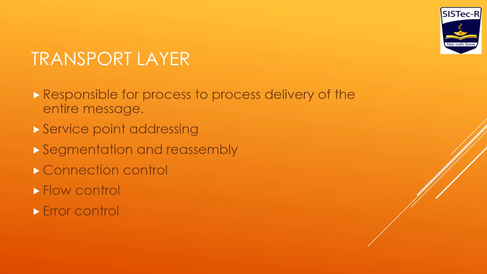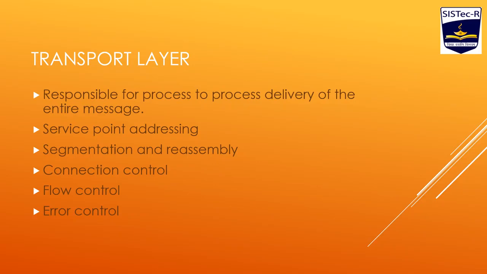One by one, it will deliver to the destination machine. And connection oriented means the transport layer makes a connection with the transport layer at the destination machine. Transmission will be done from one machine to another machine.